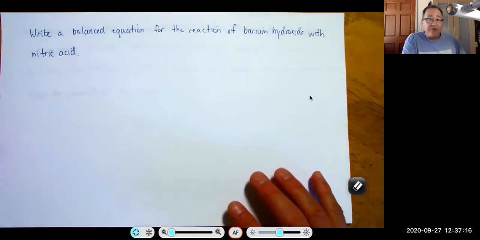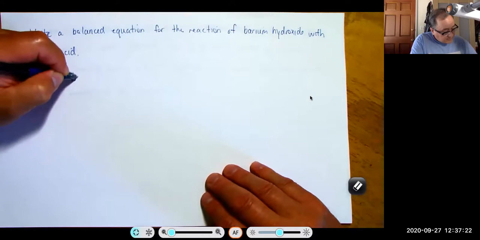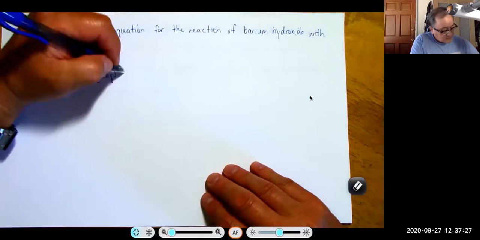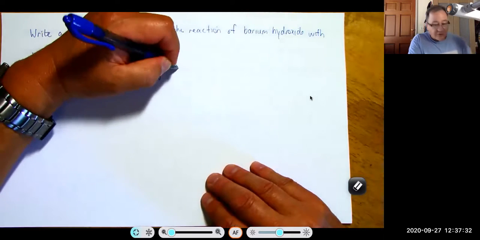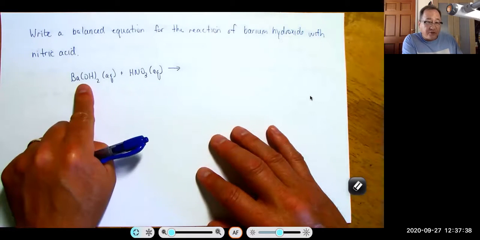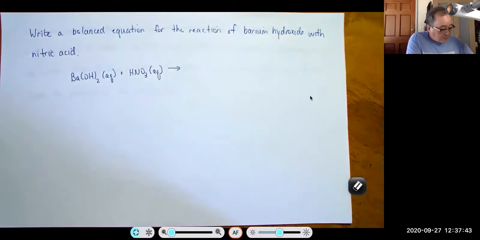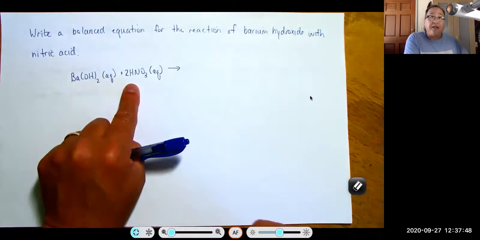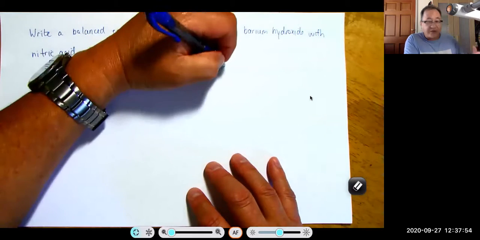Write a balanced equation for the reaction of barium hydroxide with nitric acid. So here's barium hydroxide, which is interesting because it's soluble, somewhat soluble, with nitric acid. So here, this is the acid, this is the base, 2 hydroxides, 1 proton, not a match. If I put a 2 here, I have 2 hydroxides, 2 protons. That's a match, and that means we're going to make 2H2O.